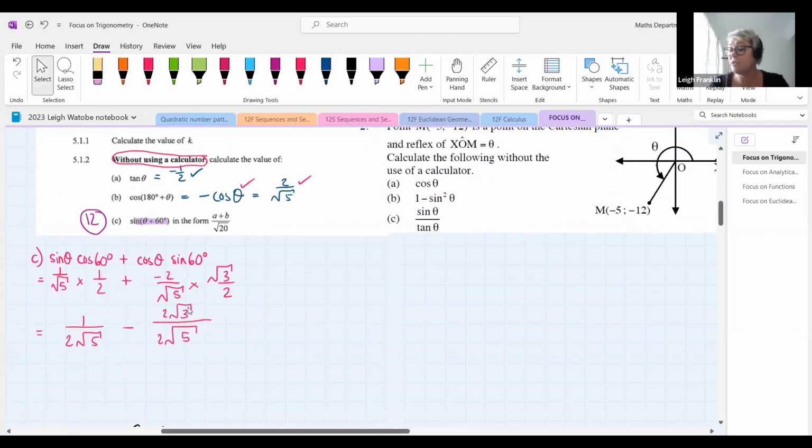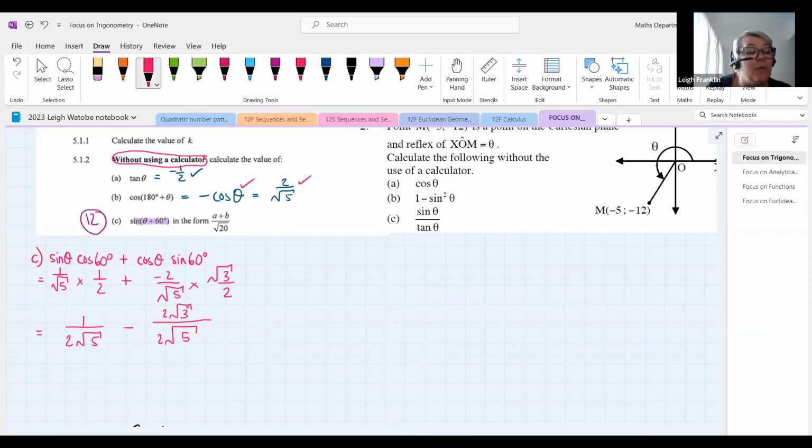You could actually leave it just like that. You don't have to write it over the same denominator. They wouldn't mark you down. But if you did want to do that, we would have 2 root 5 in the denominator, and up at the top here, we would have 1 minus 2 root 3.